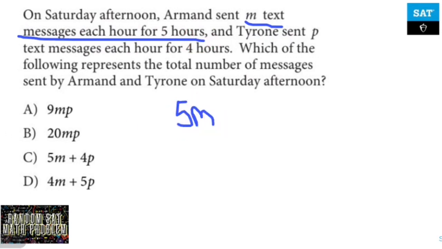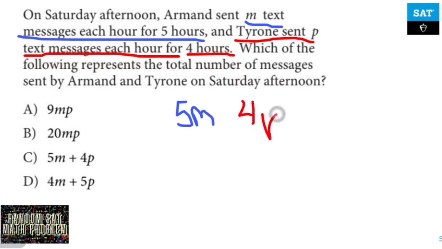Tyrone, his friend, sent P text messages each hour for 4 hours. So that would be 4P. Which of the following represents the total number of messages sent by Armand and Tyrone? Well, you just add them up. And that appears to be C.